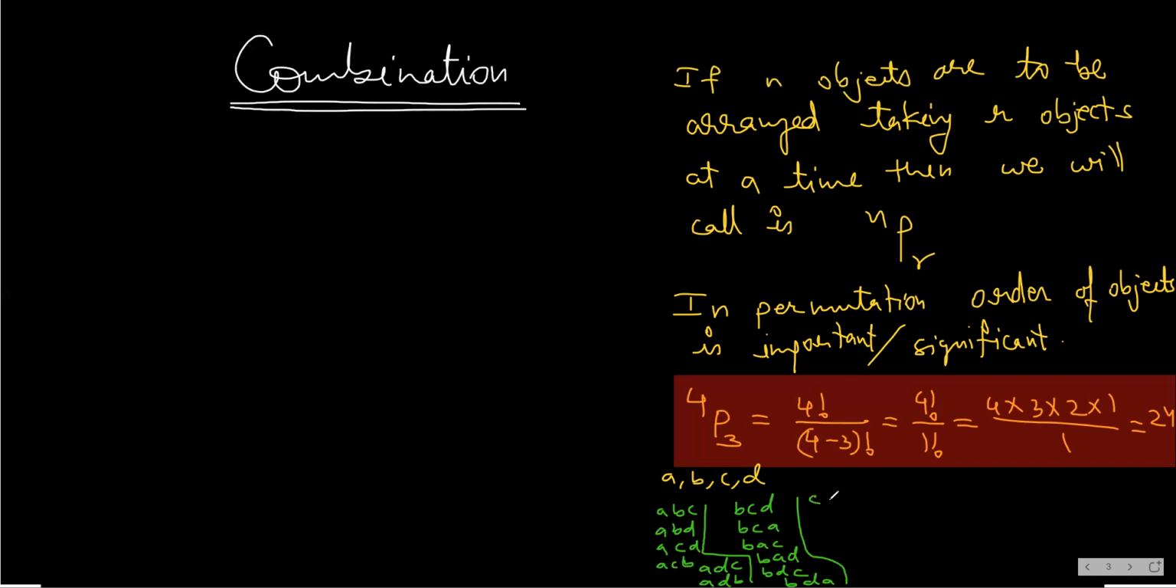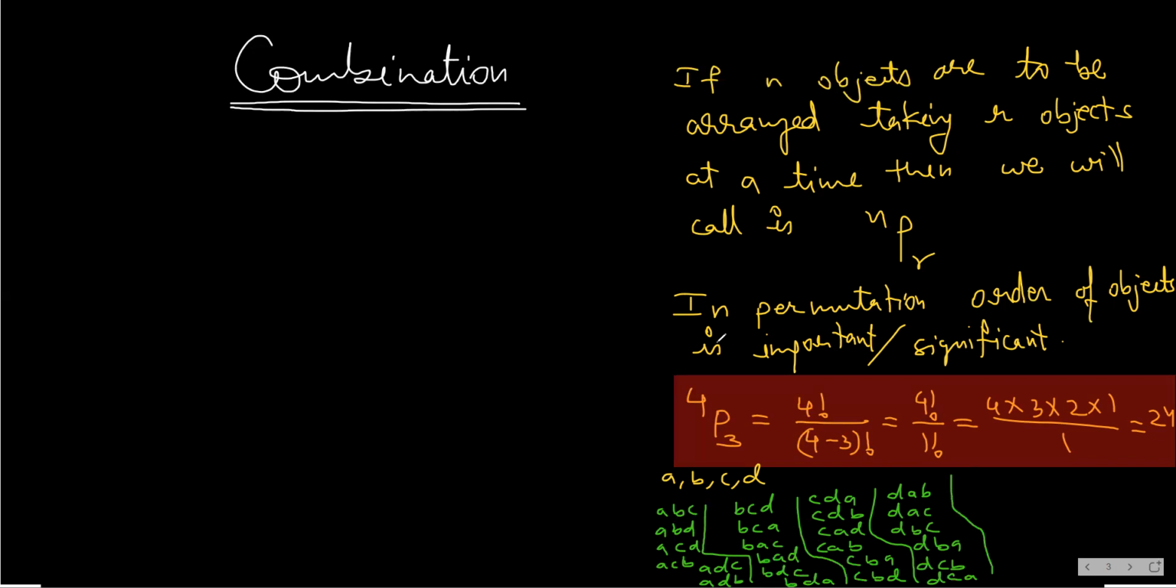Then you will have CDA, CDB, CAD, CAB, CBA, CBD. Then you will have DAB, DAC, DBC, DBA, DCB, and DCA. See, you got 24.